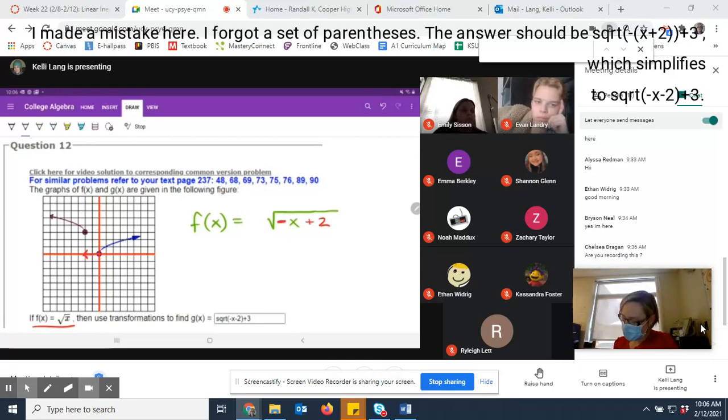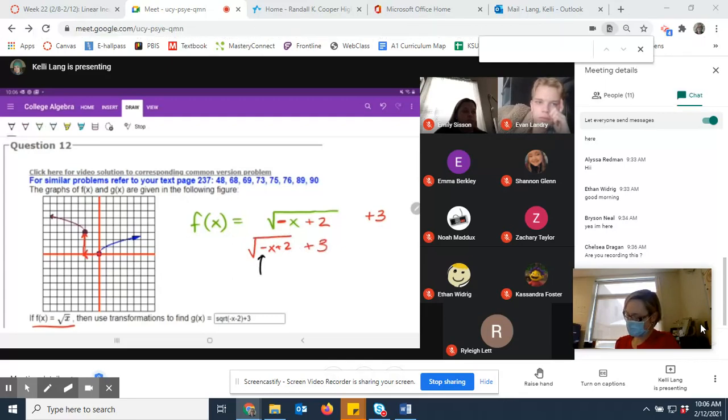And then it goes up 3 units, which we account for outside of the parent function. And this is not the opposite of what you would expect. This is exactly what you would expect, plus 3. So our new function, let me write this a little cleaner, should look like the square root of negative x plus 2 and then plus 3 on the outside. And this is how we account for the flip, the shift left, and the shift up.